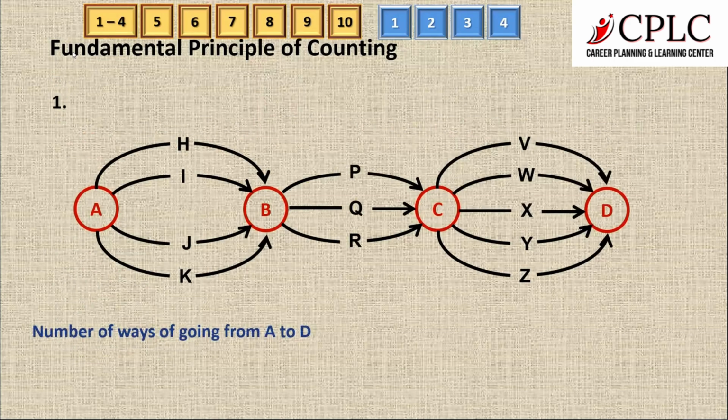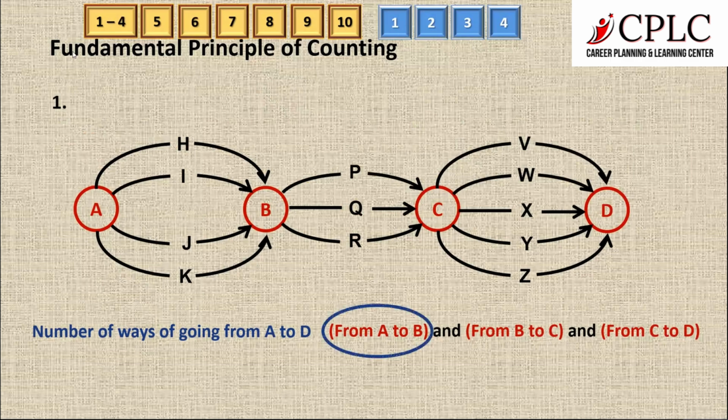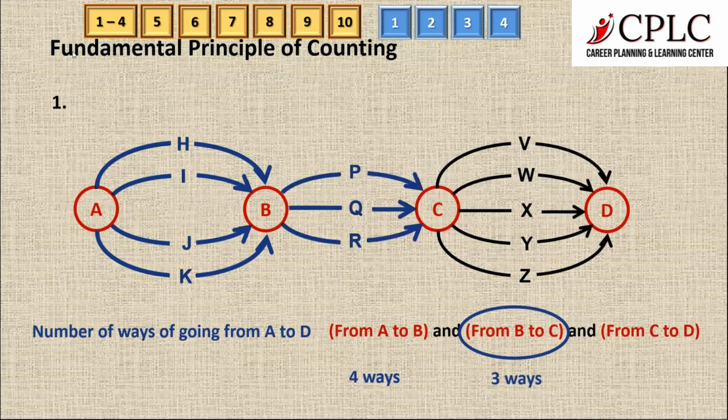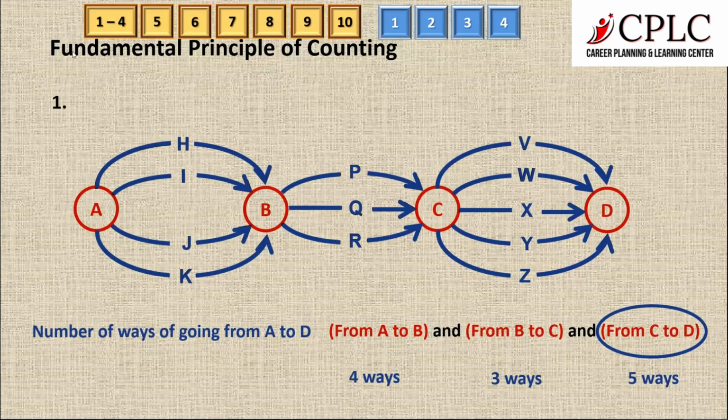Now we have to go from A to D. So the number of ways of going from A to D would be from A to B first, and B to C, and then C to D. From A to B, there are 4 ways. From B to C, there are 3. From C to D, there are 5. So total of 4 into 3 into 5, that's 60 ways. So there are total 60 ways.